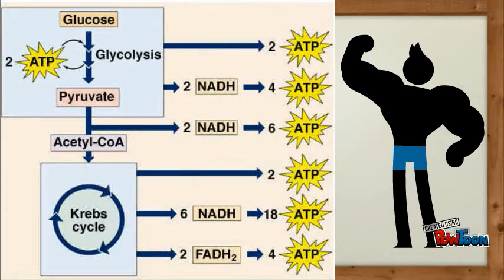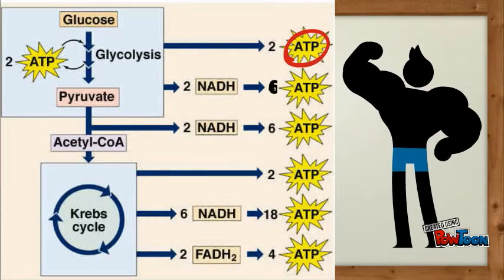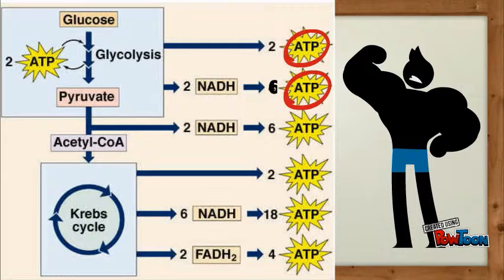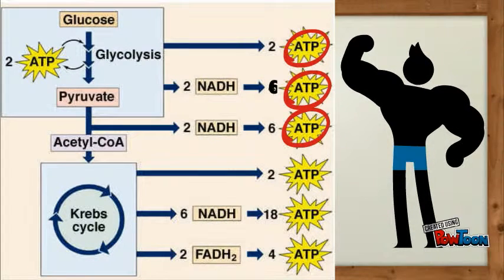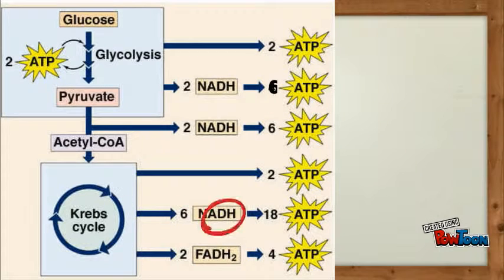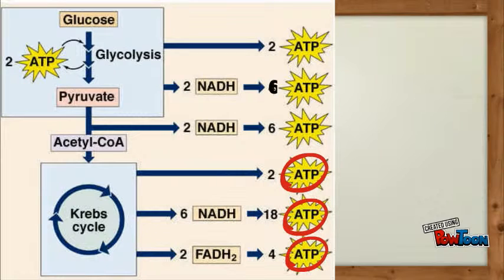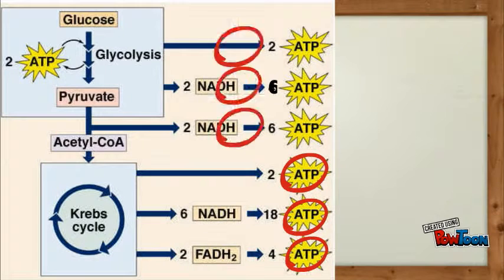In summary, glycolysis produces 4 ATP and 6 ATP from 2 NADH. When pyruvate converts into acetyl-CoA, 6 ATP are produced from 2 NADH. In the TCA cycle, 18 ATP from 6 NADH, 4 ATP from 2 FADH2, and 2 ATP are produced. So net ATP production is 38.